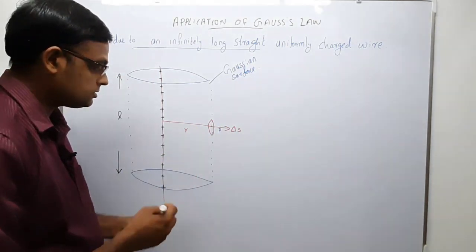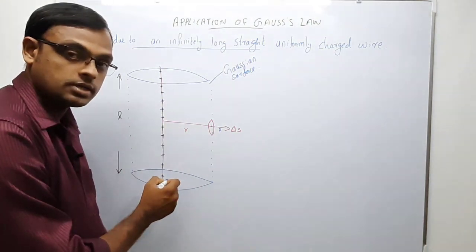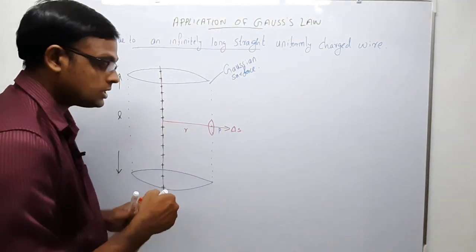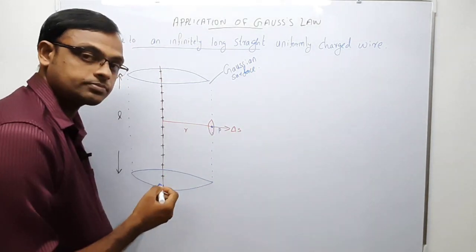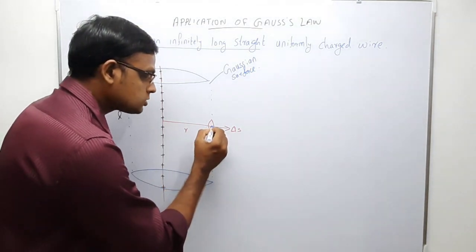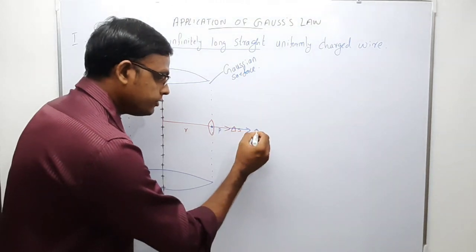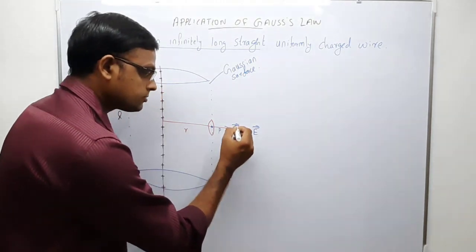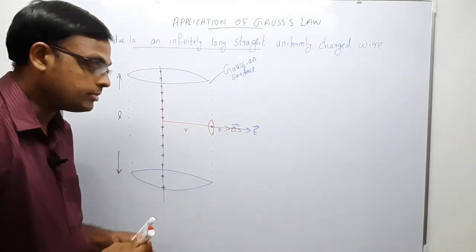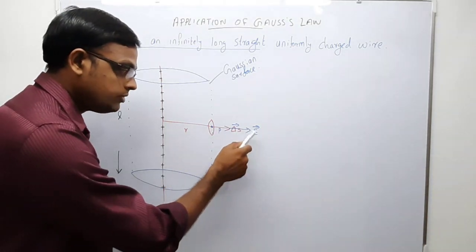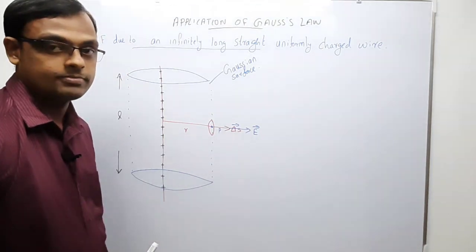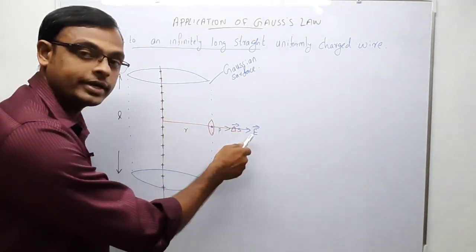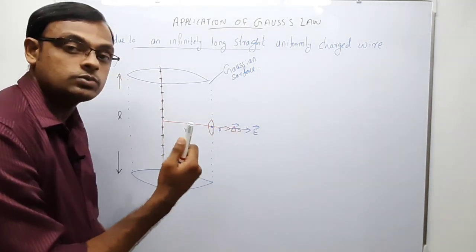Now imagine the positive charges are here. Due to this positive charge, what is the direction of the electric field at the point P? You can see the direction of the electric field will be in this direction. That means the E vector as well as the area vector are both in the same direction. So what is the angle between these two vectors? That is theta equal to 0.